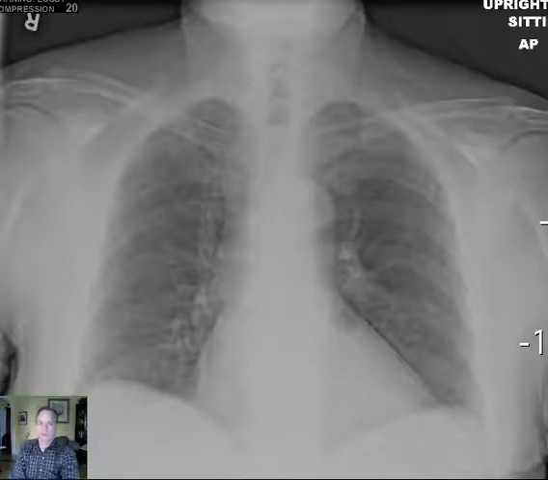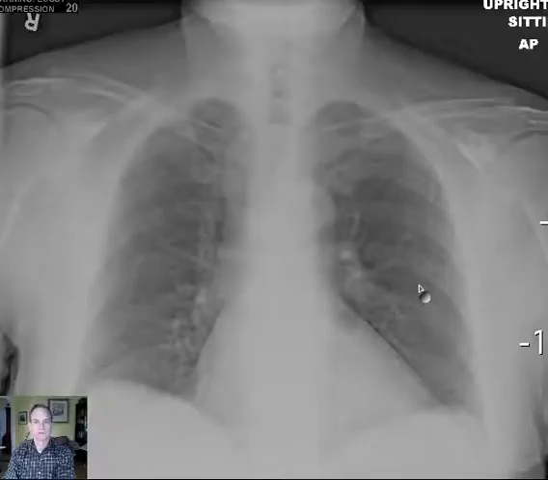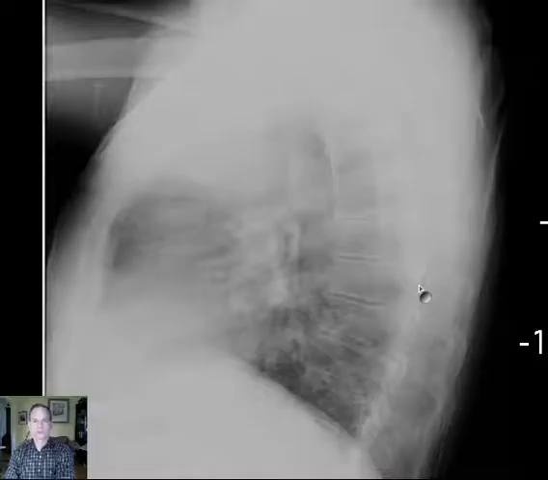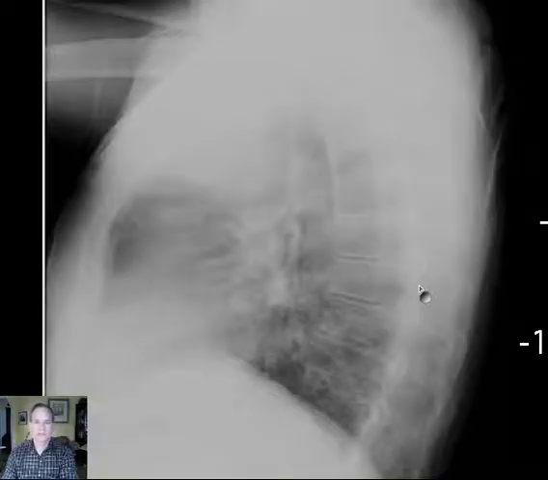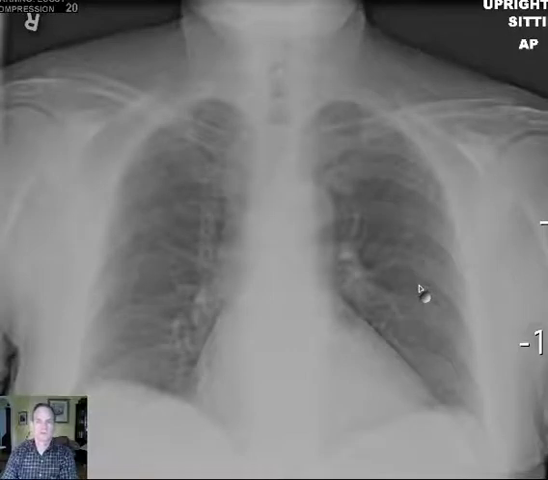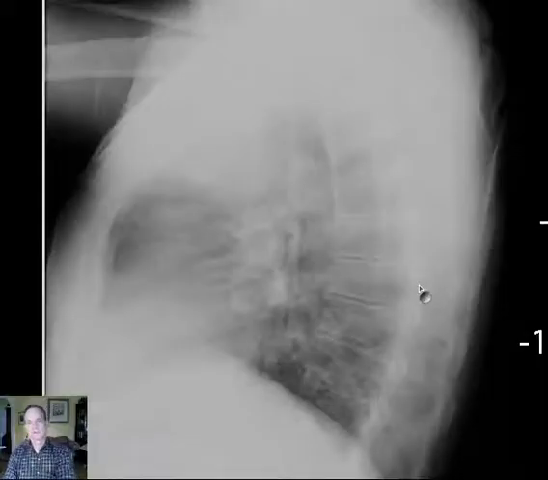Mintz. I have a very interesting case here of an 81-year-old male who came into the emergency department with cough, shortness of breath, as many people do, and this chest radiograph was obtained. To me, it looks pretty unremarkable. I don't think there's anything there I would call.